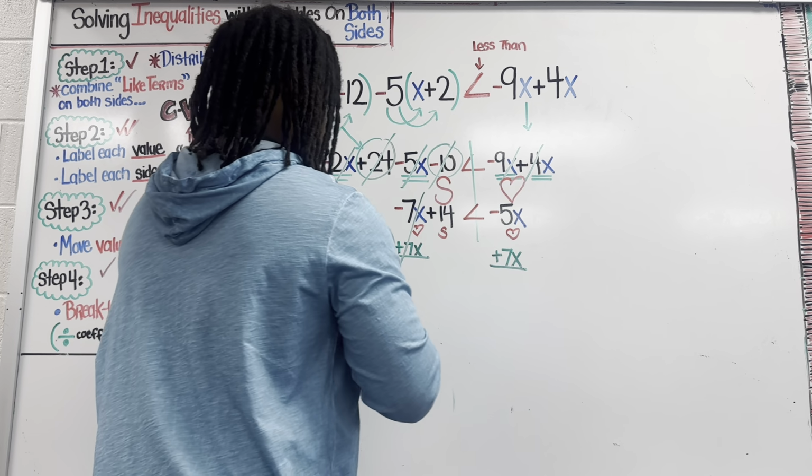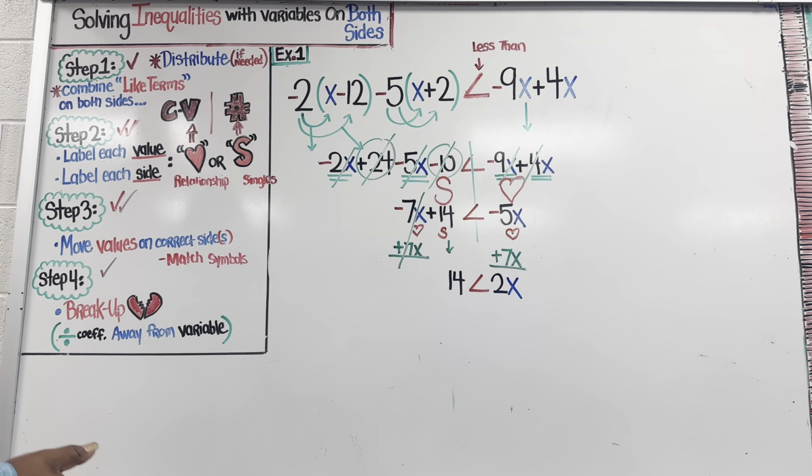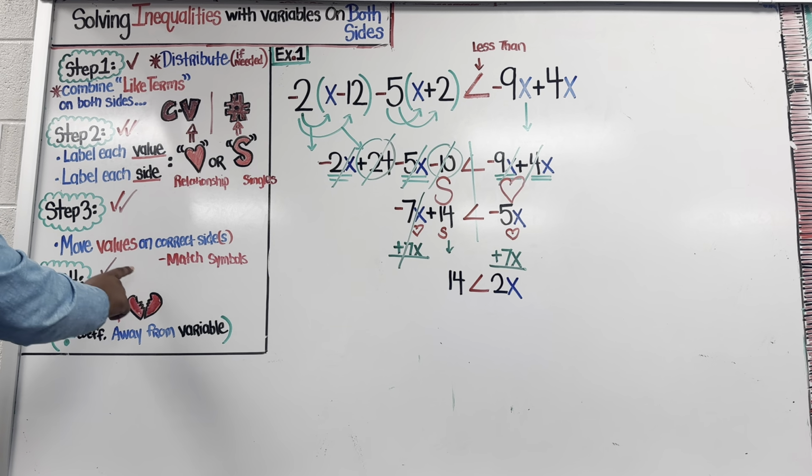Okay? So let's continue on. So this 14 still stays. And negative 5x plus 7x is a positive 2x. Now, the last thing that I need to do, guys, and that was actually step 3 of me moving the values where they go. That's actually step 3 where I match the symbols.